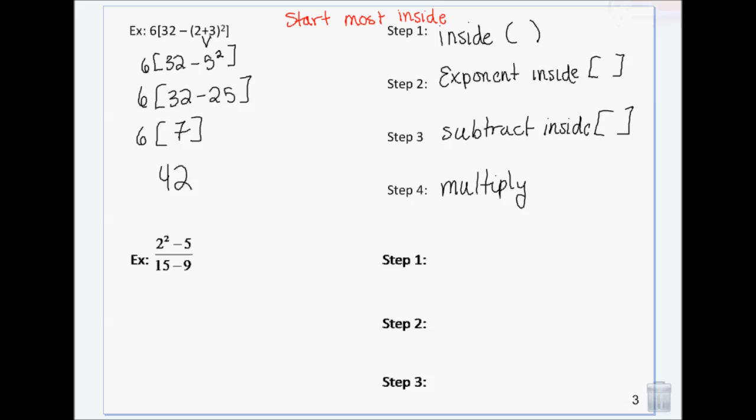As I mentioned before, a fraction bar is a grouping symbol, so this is splitting this problem into 2 groups, a top group and a bottom group. So what we can do is we can concurrently work the top and the bottom. We can work them at the same time, but we work them separately, if that makes sense. So in the numerator, we're going to do the exponent. And in the denominator, we're going to subtract.